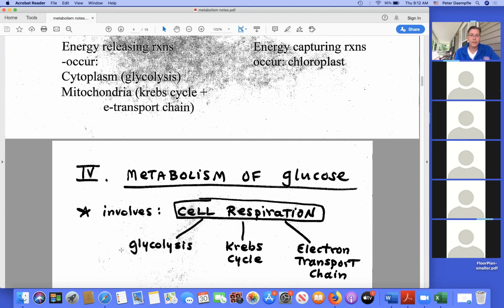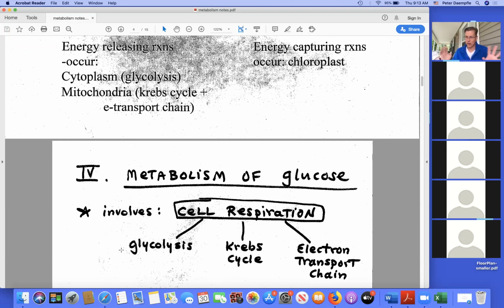But you eat the plant and you somehow change it, right, through metabolism to sugar, to glucose. And that glucose has to be broken down. How does it get broken down? Cell respiration. Three phases of cell respiration. Number one, glycolysis. Number two, the Krebs cycle. Number three, the electron transport chain. That's what you have to remember.